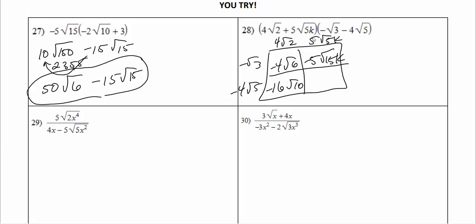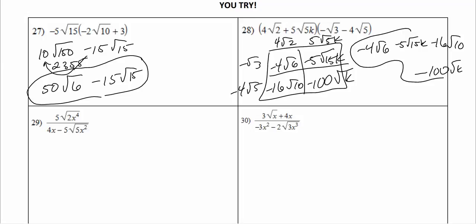And -4 and 5 makes a -20. But since there's 2 5s in there, technically I can pull one out, so that makes a -100. And then a root k. There's only one k, so I can't pull another one out. So let's rewrite this. I cannot combine any of that. So my answer is -4 root 6 minus 5 root 15k minus 16 root 10 minus 100 root k. Okay, so that is your answer right there.